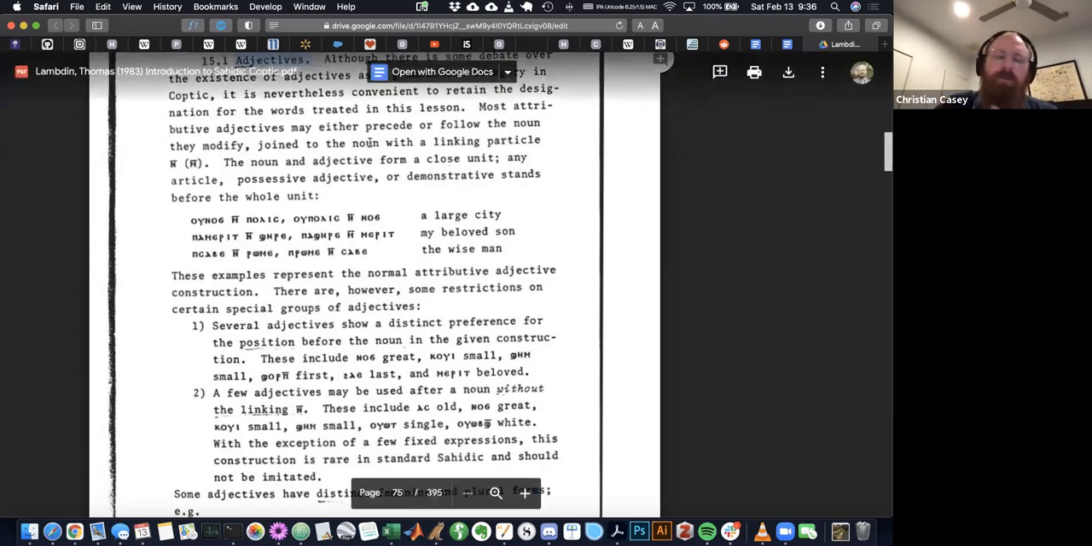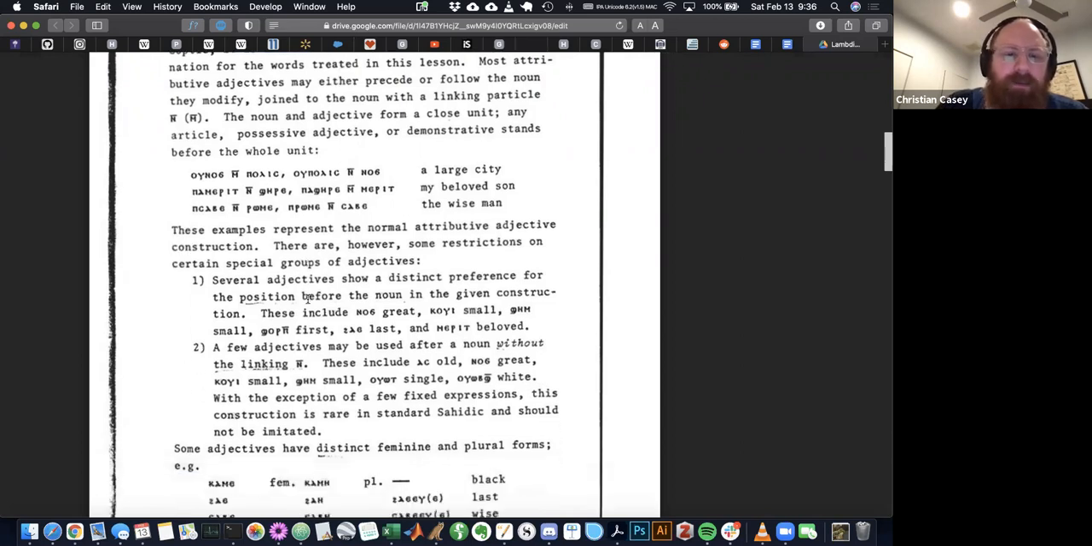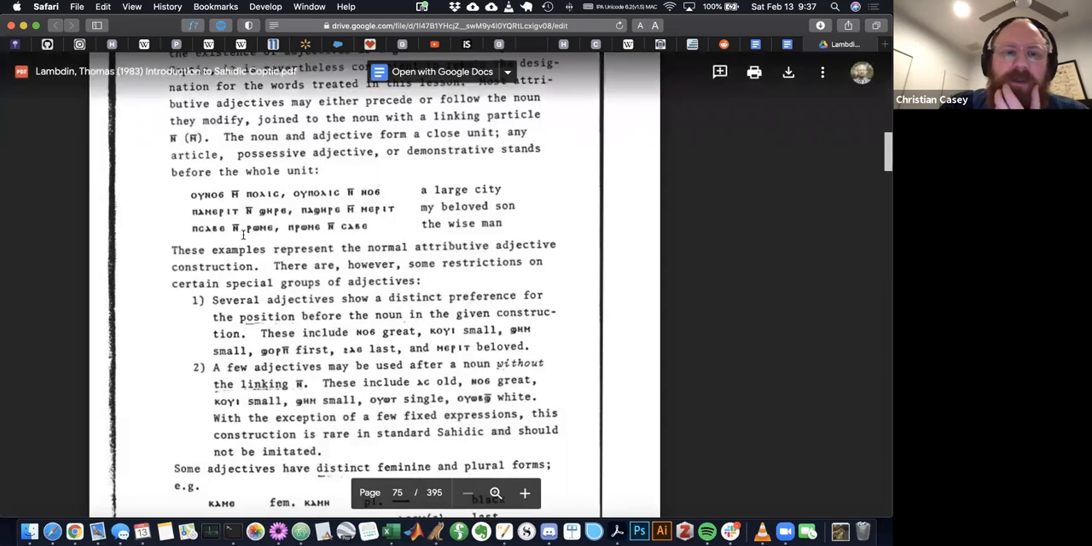So, you can actually do them both ways. And I think Lambdin gives some insight into which way is more likely in a given case or something, but I didn't find it all that compelling. Really, it's kind of just something you have to get used to. So let's look at another example. Pamerit nshere, my beloved of son, or Pashere emerit, my son of beloved. This second one actually feels more natural to me, Pashere emerit, than the first one, but both are technically possible.